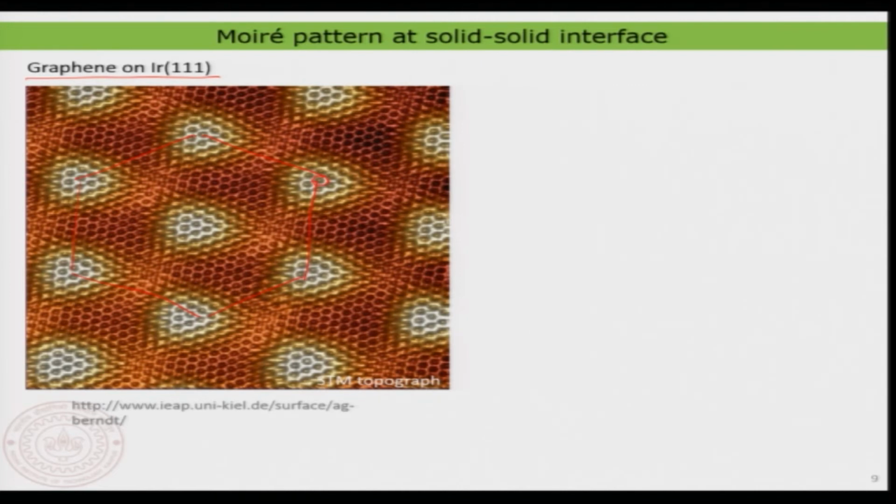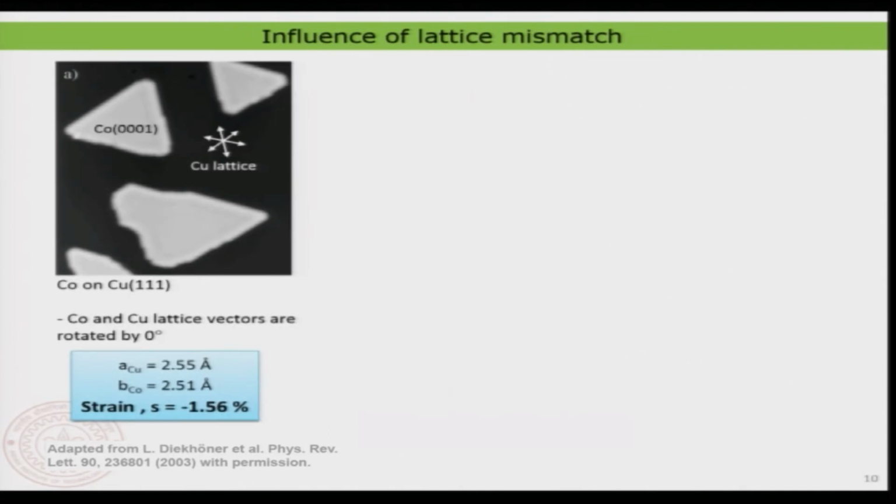Good, then I just want to show you a particular example of an influence of lattice mismatching, and that happens in this particular case where you take a cobalt deposition on copper 111. This particular example is basically to understand the formation of Moire pattern and also the influence of the lattice mismatching, for example.